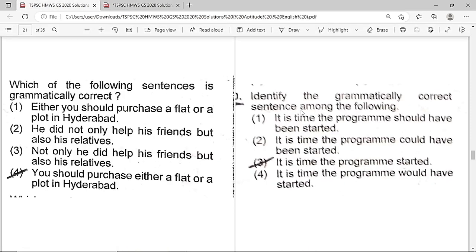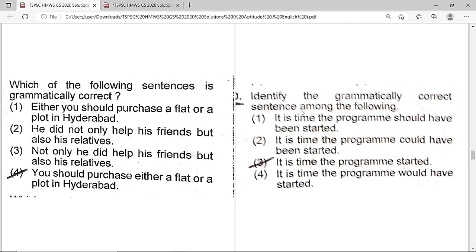Now we are going to solve another question. See the question here. The question says: identify the grammatically correct sentence among the following. They are given 4 options and asking which is the grammatically correct sentence; we need to figure out.